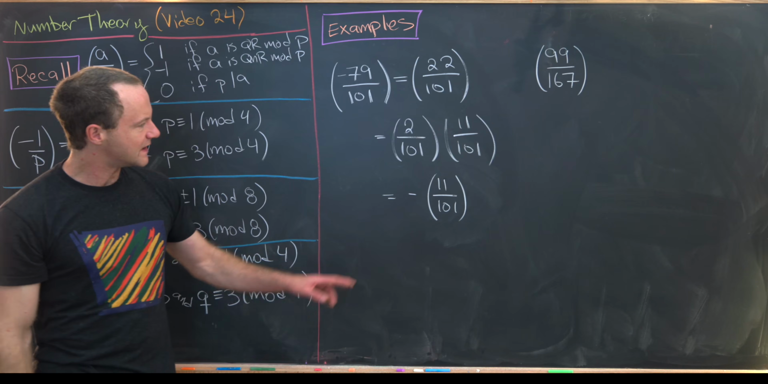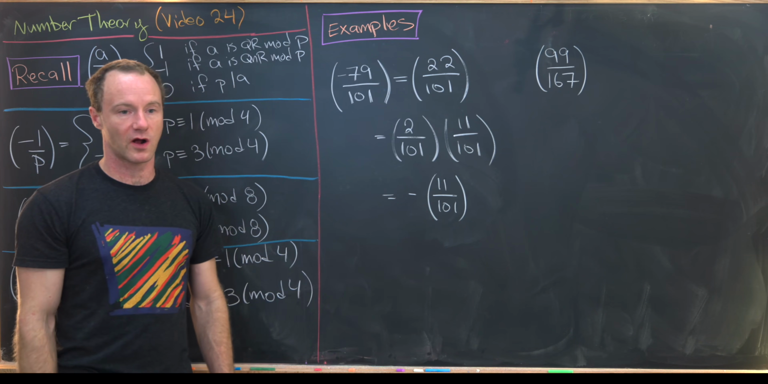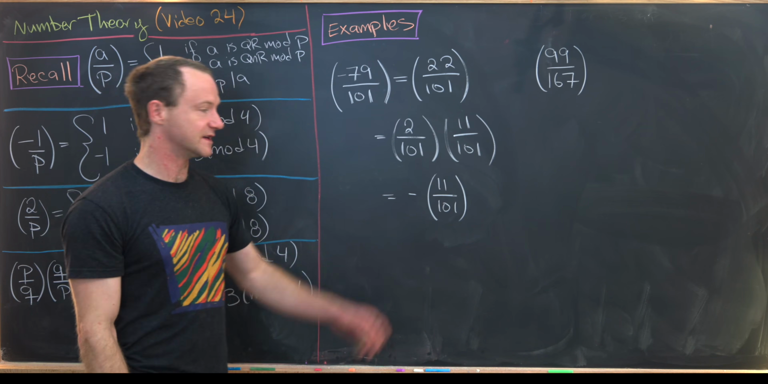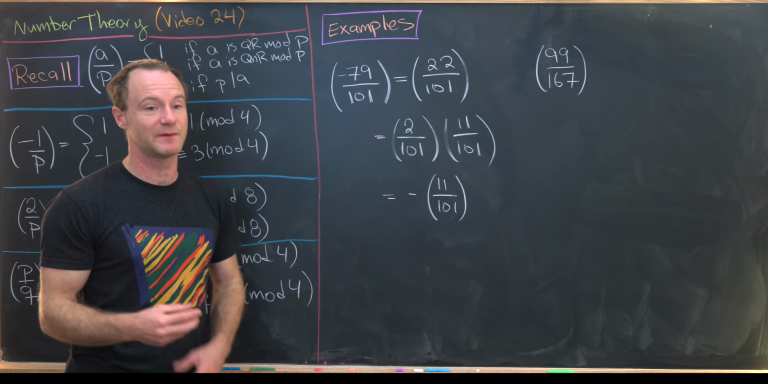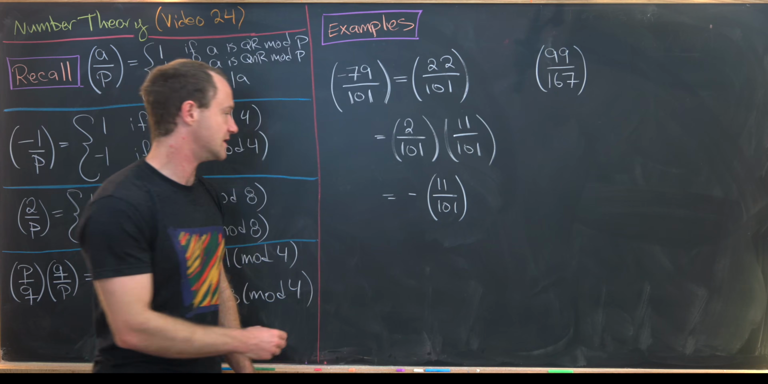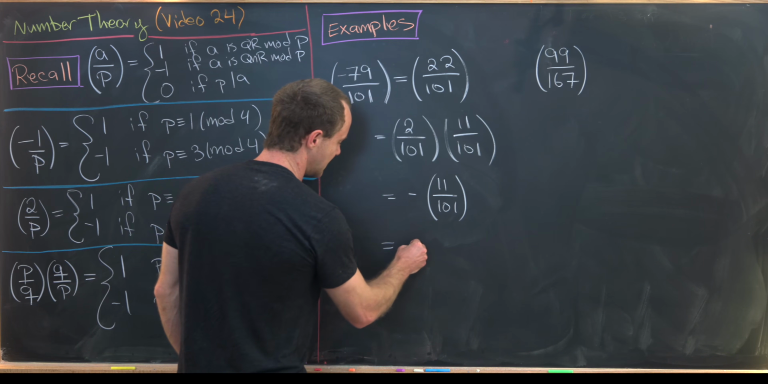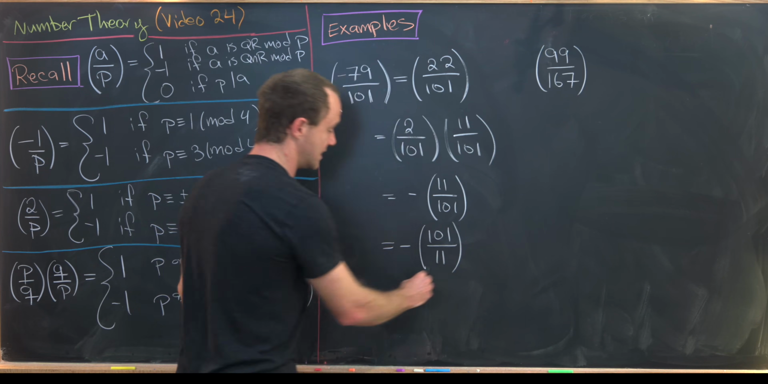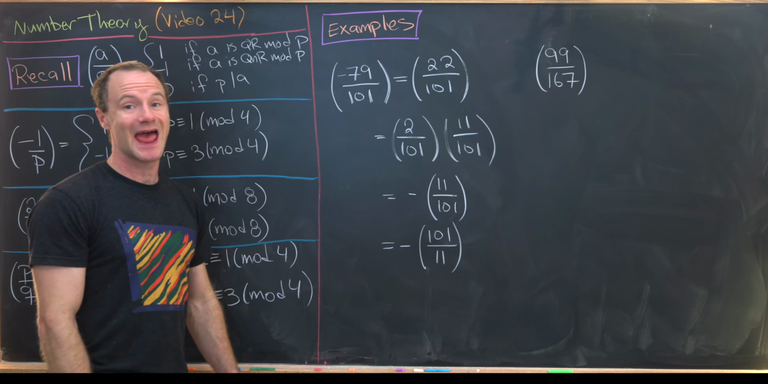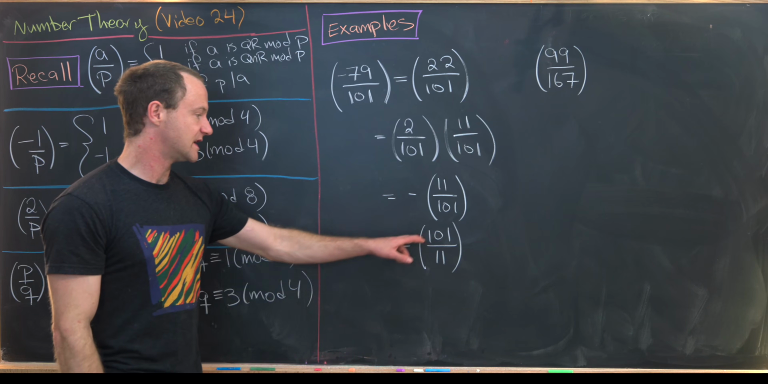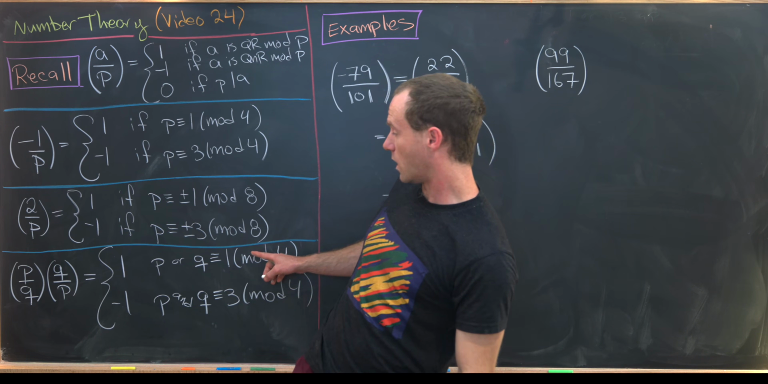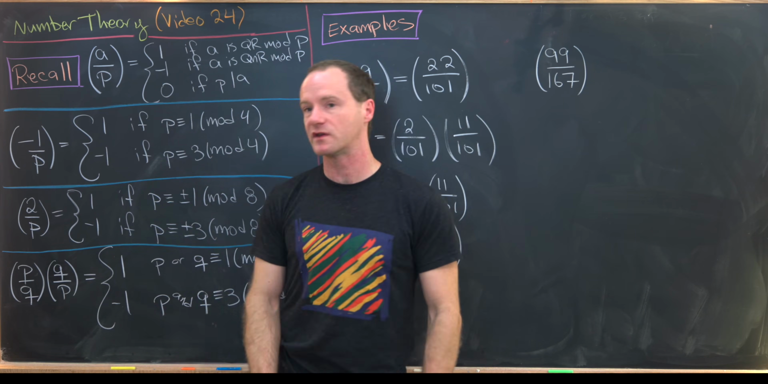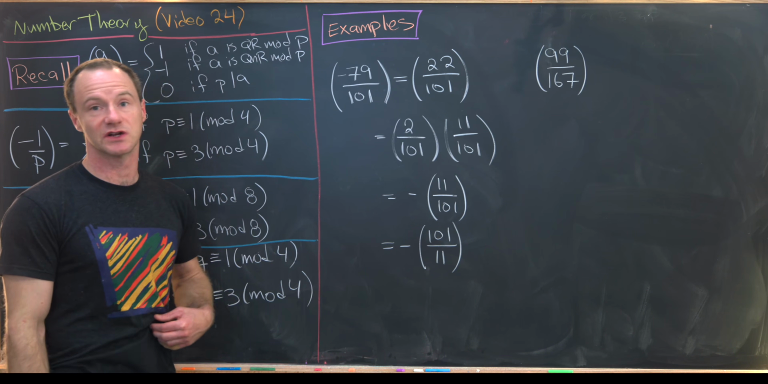But now 11 and 101 are both primes. So maybe we'd like to use quadratic reciprocity to flip this so we've got the bigger one on top, and then we can reduce mod 11. So this is going to be equal to minus 101 by 11. And we did not pick up an extra minus sign because 101 is 1 mod 4. That means you can freely exchange P by Q with Q by P without a minus sign introduction.